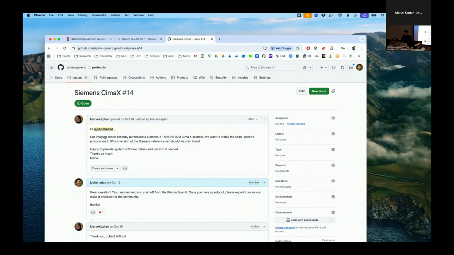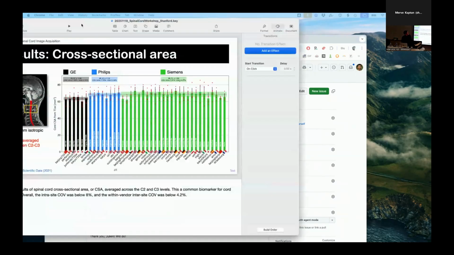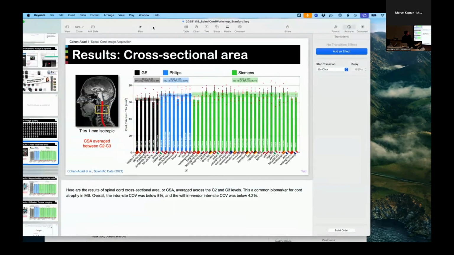Got another question. In your comparison between GE, Siemens, and Philips, let's just say cross-sectional area to focus on, the GE has a systematically lower cross-sectional area than Siemens and Philips, I believe. Just curious, why? Is it the case? Yeah. Not by a lot, but it looks lower than Philips and Siemens.